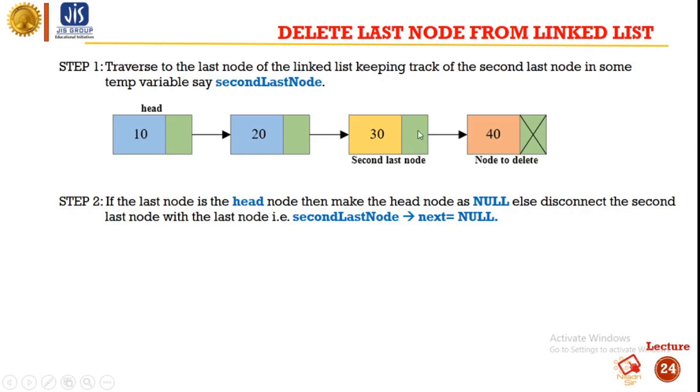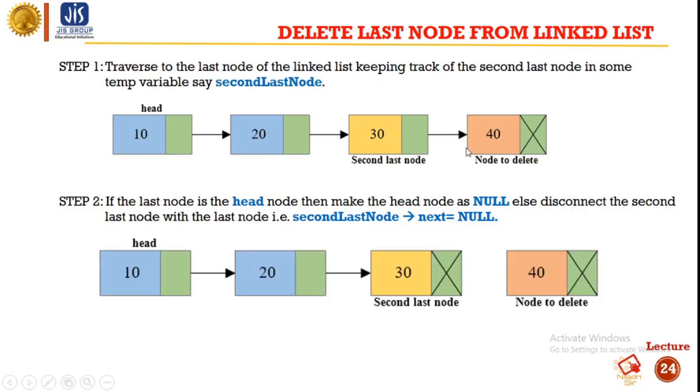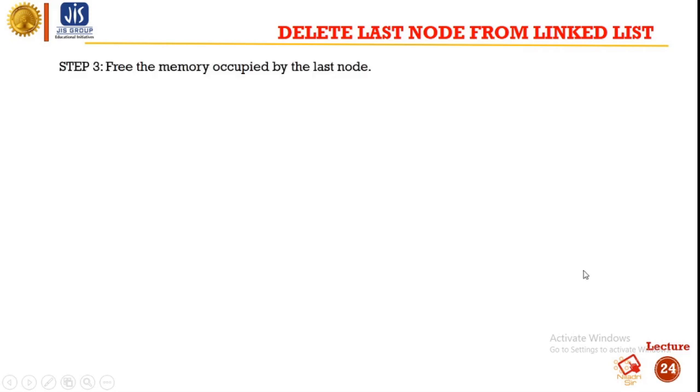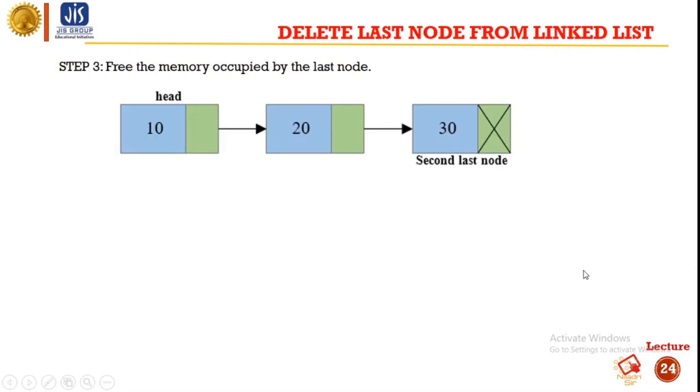So what we will have to do? We will do the second last node next as null. So this connection will be broken. As you can see, this connection has been broken. Now we have to free this node, so free the memory occupied by it.